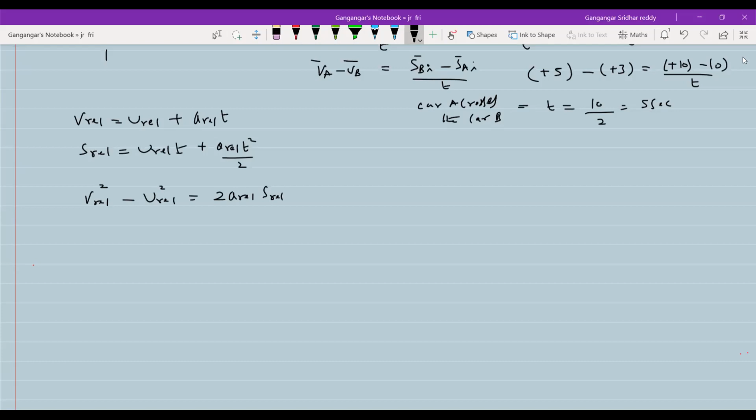Or in the familiar form it will be like this: UAB into T. This will be SAB final separation minus initial separation, so that will be the displacement. What do you mean by relative? Relative separation in an interval of time T. So if you expand, it will come like this. So this will be UAB T plus.